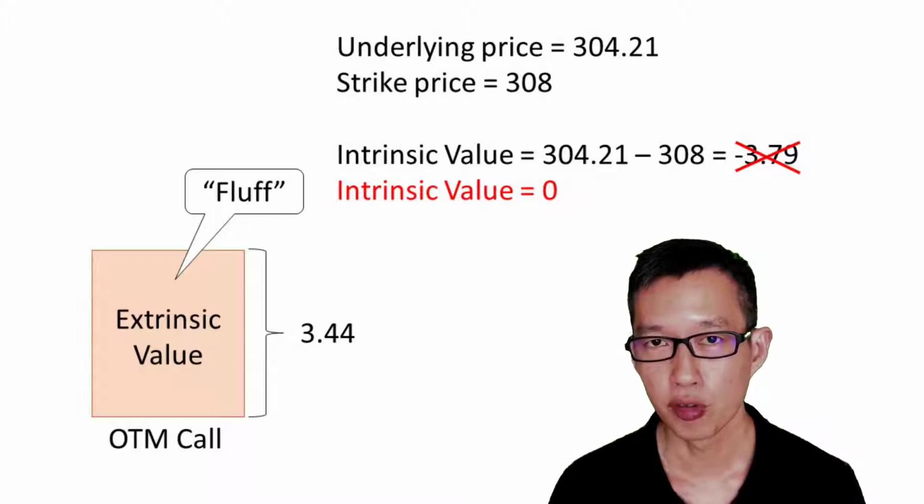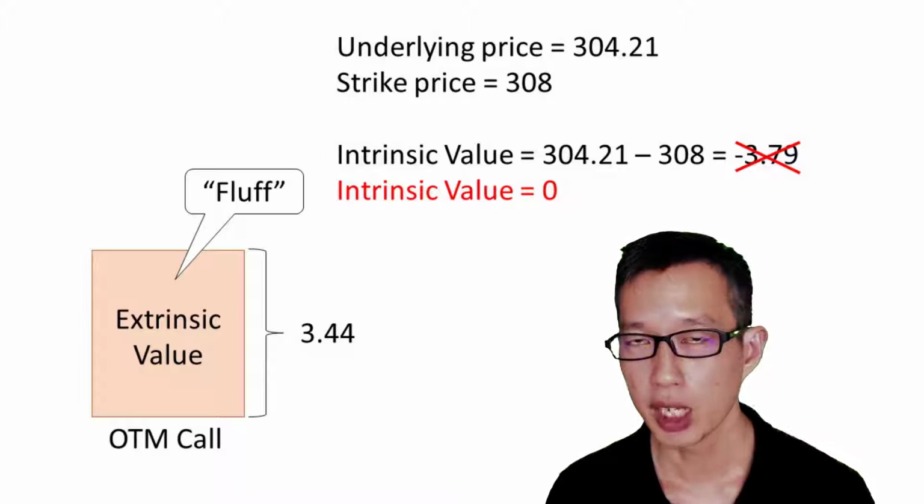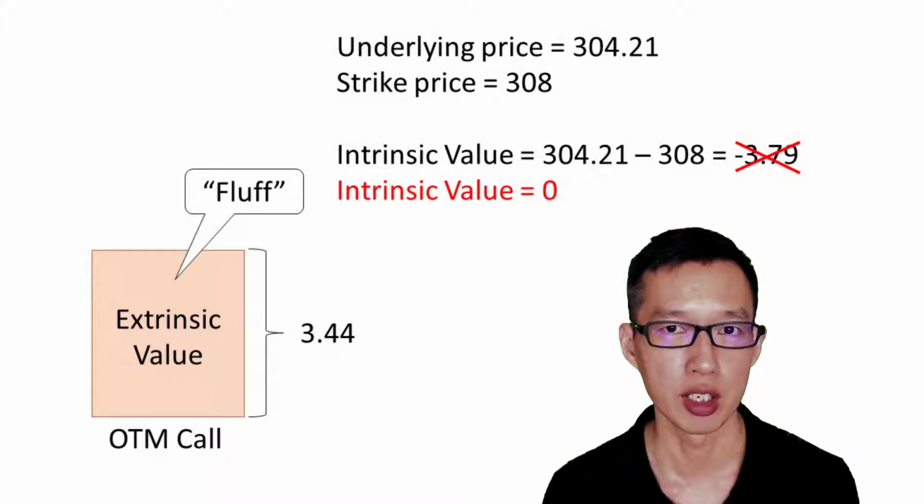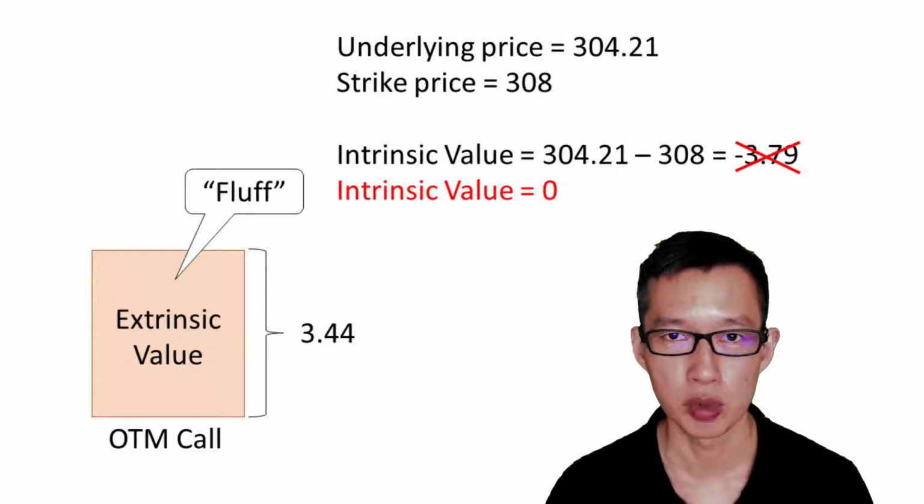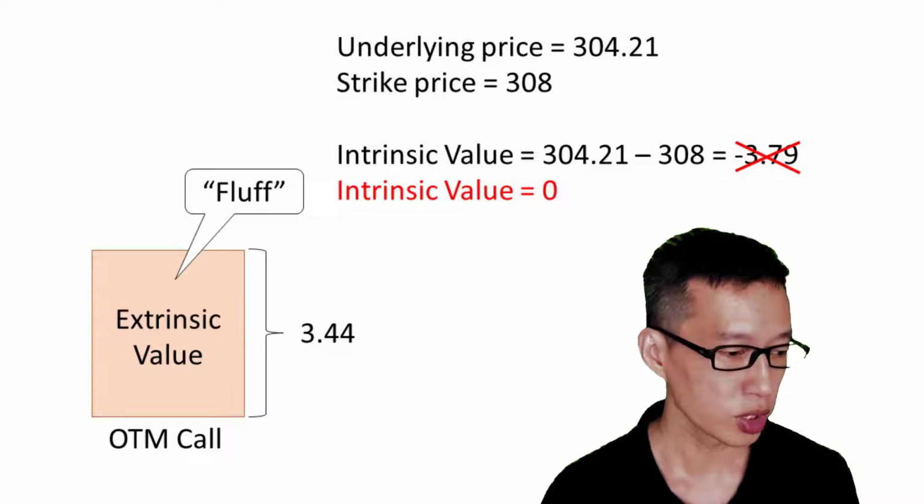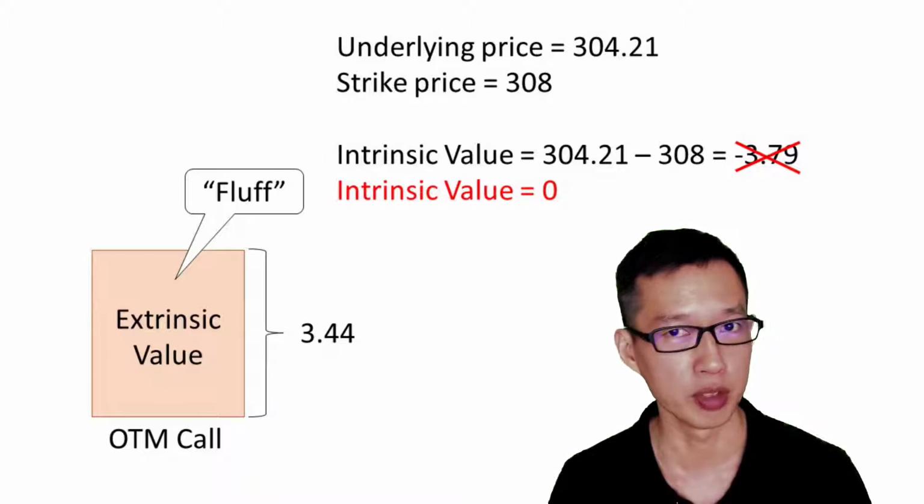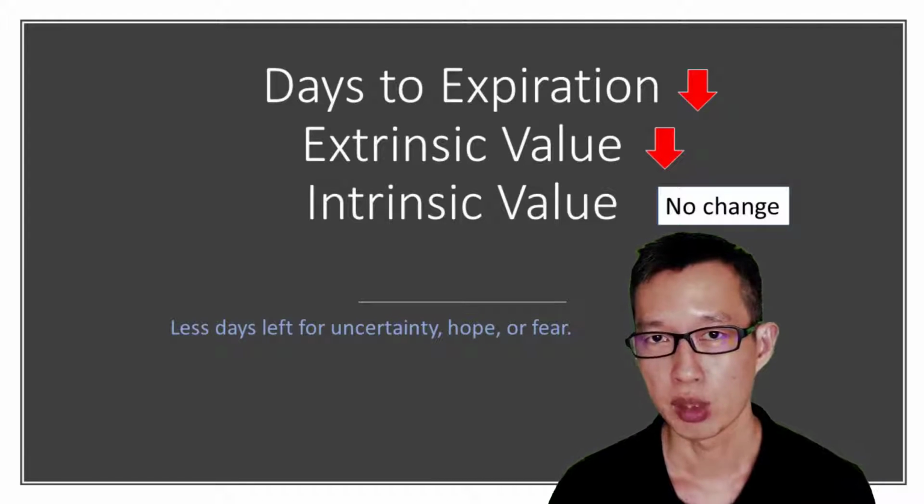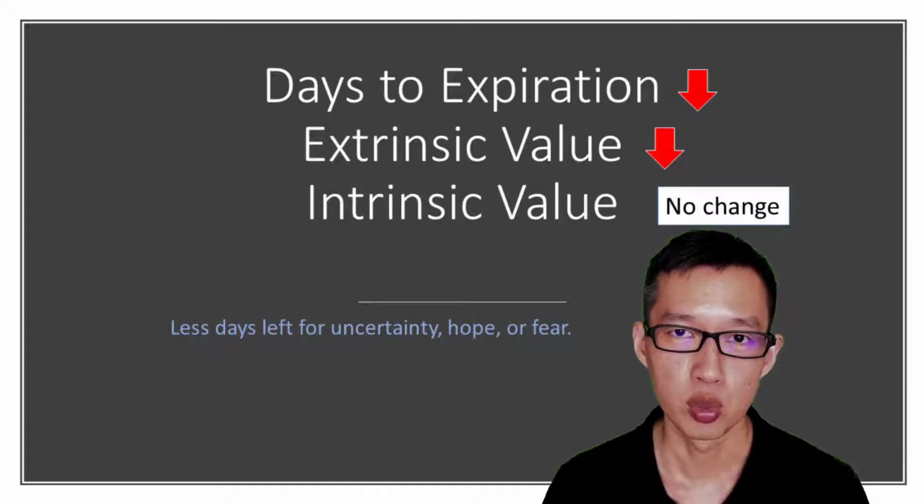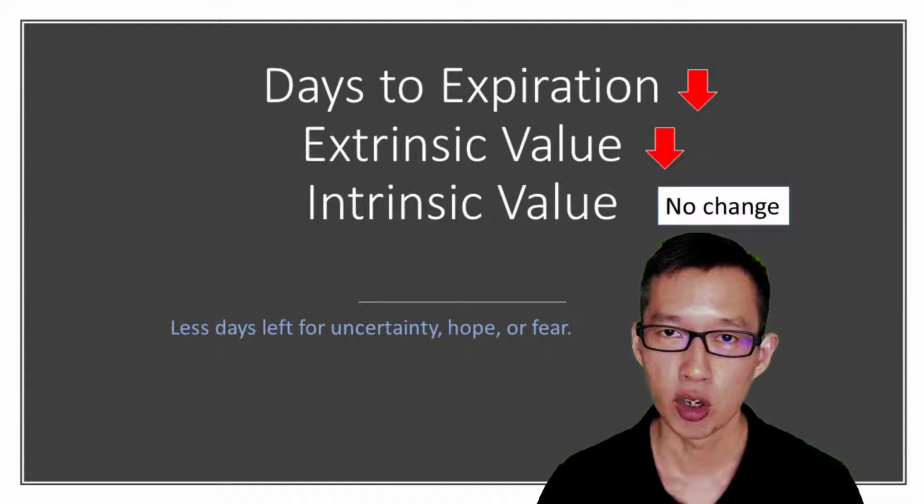The same is true for out-of-the-money options. Because the out-of-the-money option has zero intrinsic value, everything we see in the out-of-the-money option is extrinsic value. You will notice though that $3.44 in extrinsic value is far less than what we saw previously. Therefore, with fewer days to expiry, the extrinsic value of the options will drop. But the intrinsic value of the options stays the same.